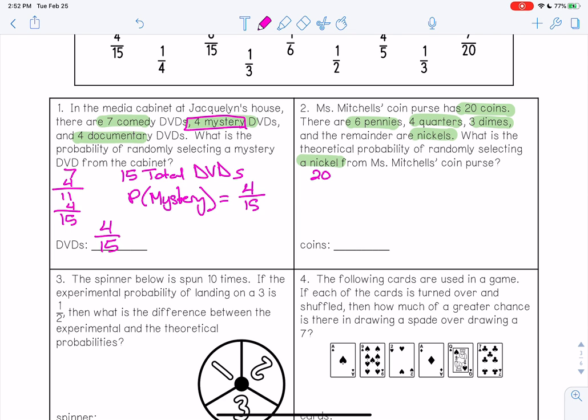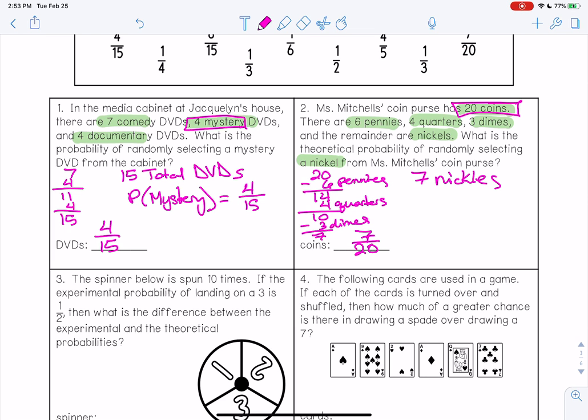So if there's 20 coins altogether and 6 are pennies, we can take out 6. 4 quarters, so we can take out 4 quarters, and 3 are dimes. We can take out 3 dimes. So this was our pennies, quarters, and dimes. We don't need those because they only want to know about nickels. That means there are 7 nickels in the coin purse. There are 20 total coins. So the answer is going to be 7 over 20.